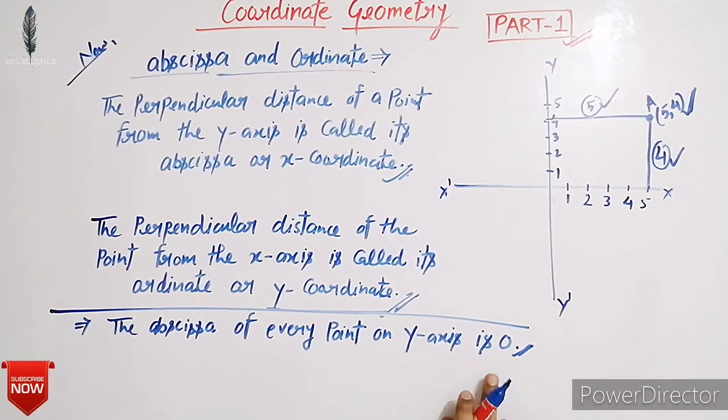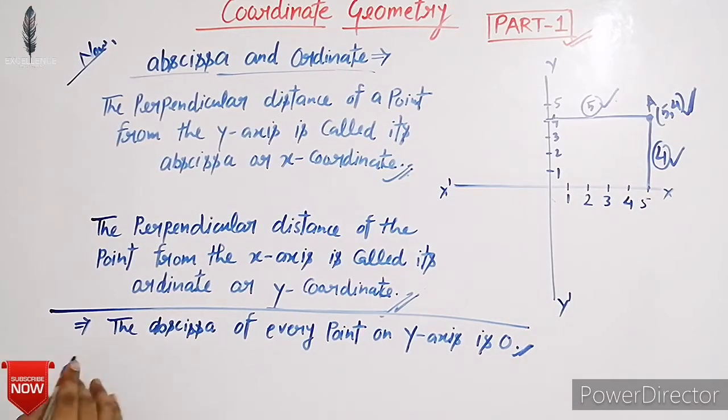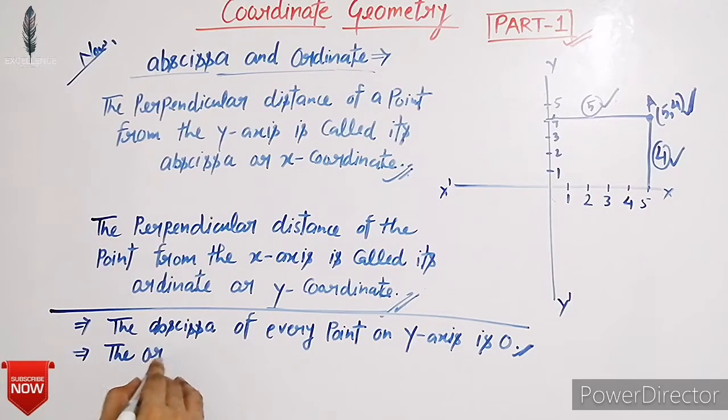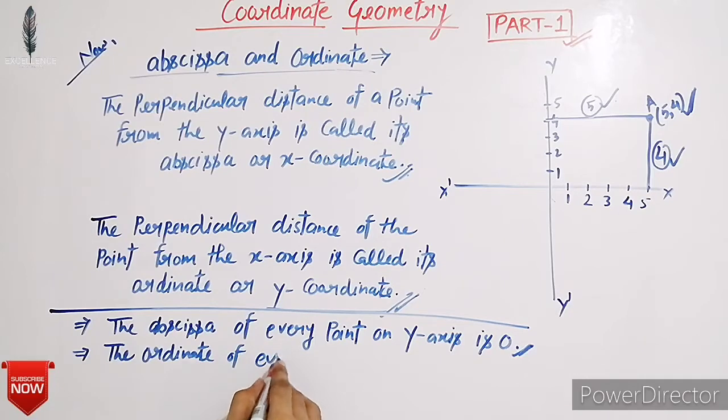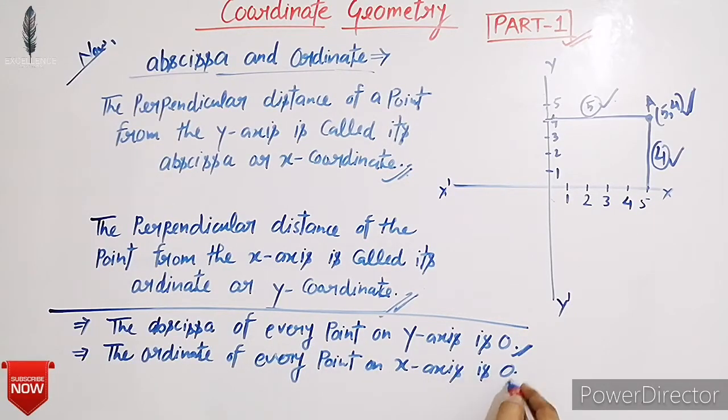It means that the points which are on the y-axis, their abscissa, meaning perpendicular distance from y-axis, students, when the point is on the y-axis then its distance from the y-axis will be 0. So the abscissa of every point on y-axis is 0. And the ordinate of every point on x-axis is 0. It means the points which are on the x-axis, their distance from the x-axis will be 0.